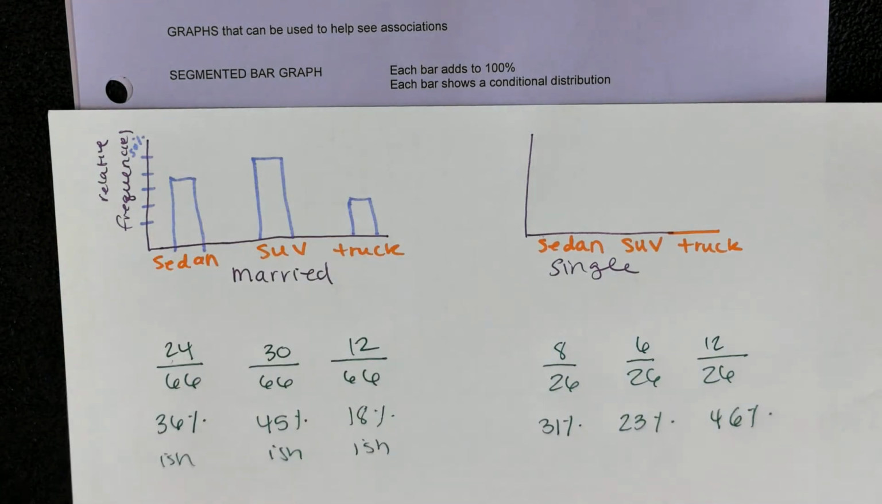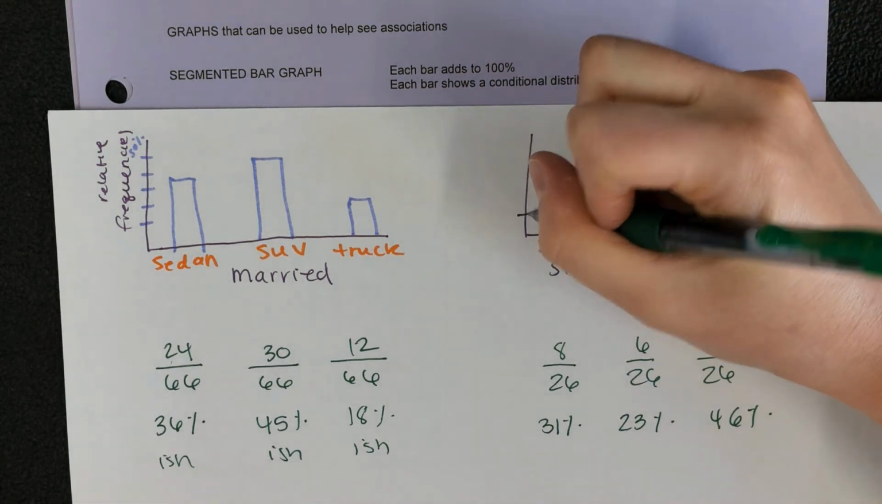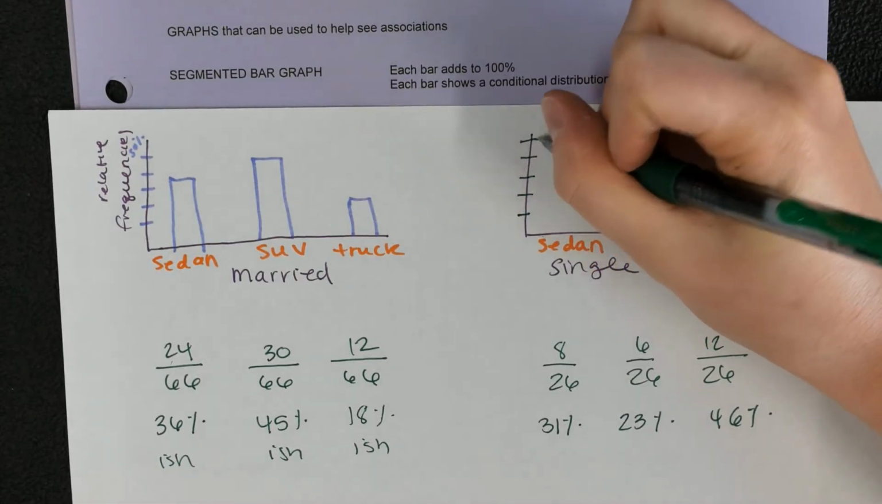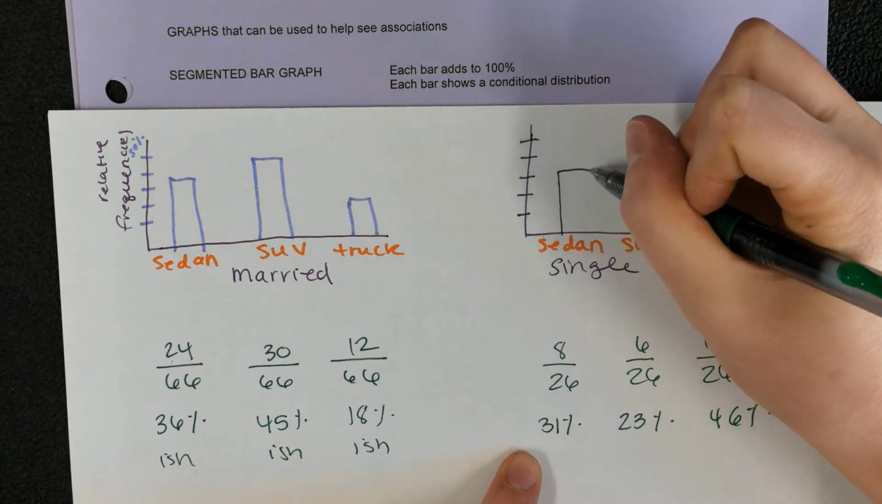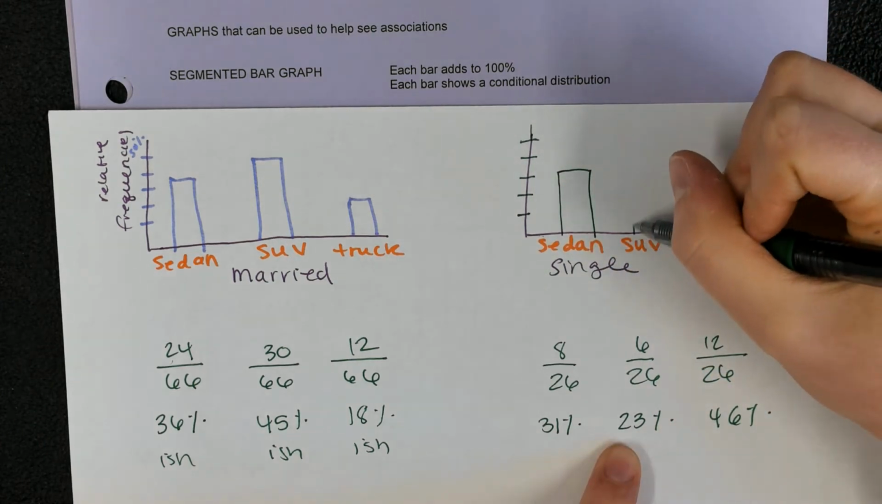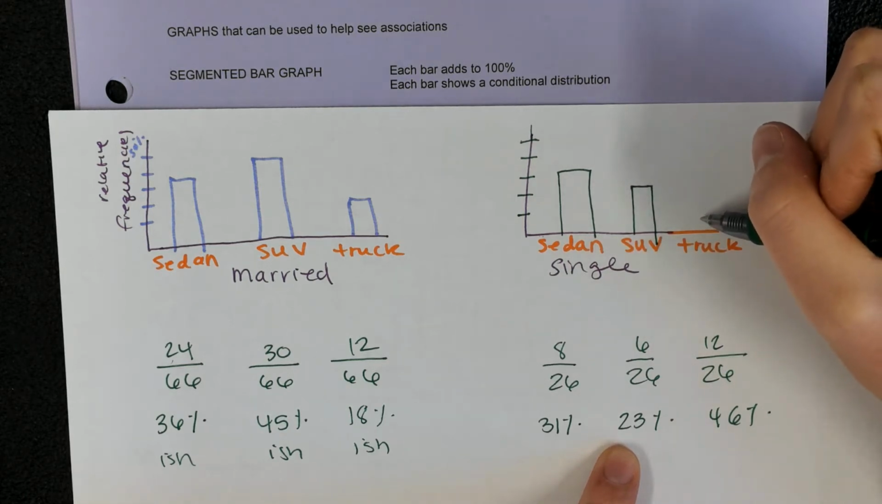And so then we could come over here and do the same thing. Look at 10, 20, 30, 40, 50. So 30% would give us about right here. SUVs are about 23. And trucks are almost 50.